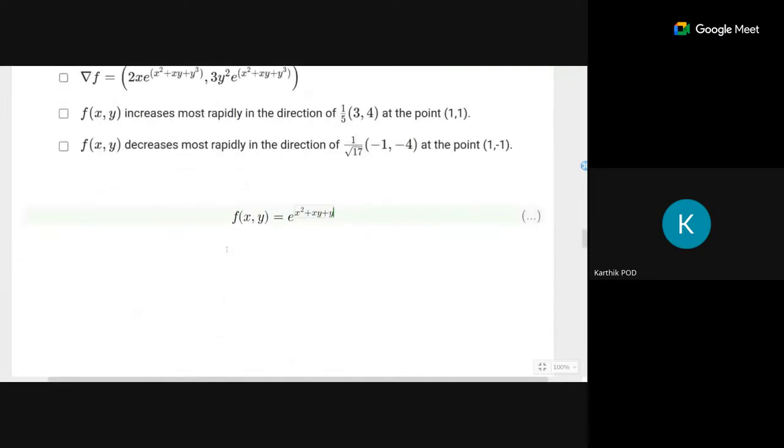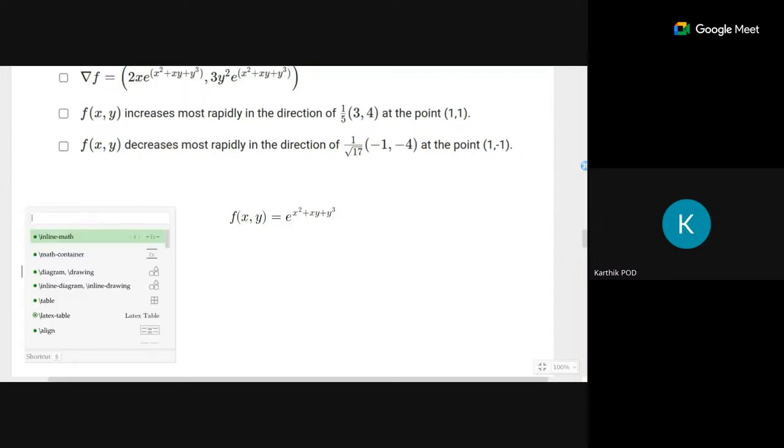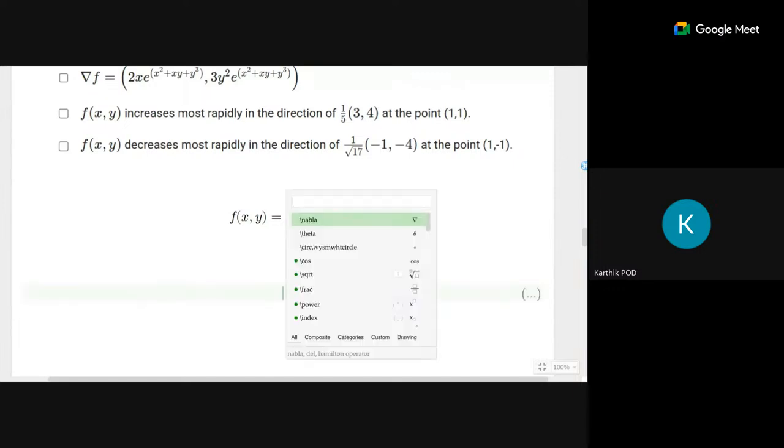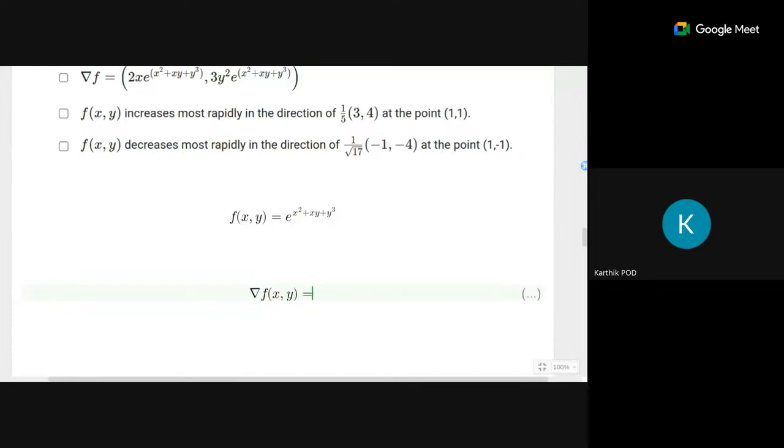Okay, now we have to find the gradient first. So let's find out nabla of f of x comma y. Can you tell me what this will be? E power x square plus xy plus y cube, into 2x plus y. Okay, that is correct. And what about the other one? x plus 3y square. Okay, x plus 3y square, that is correct.